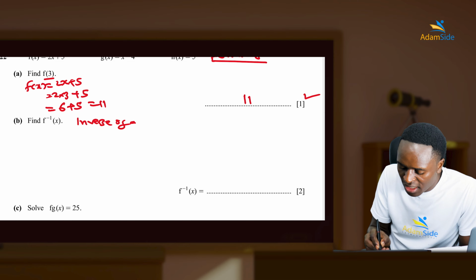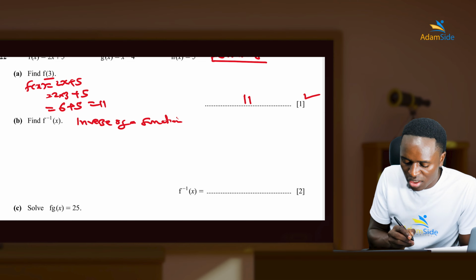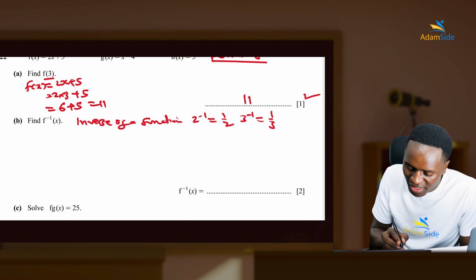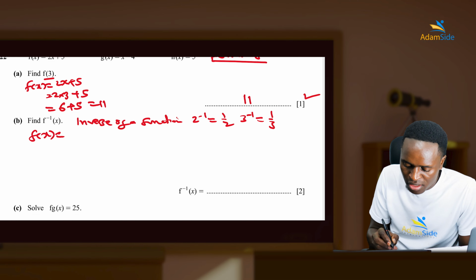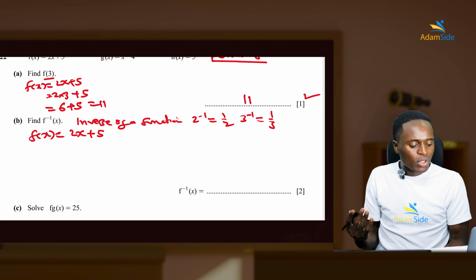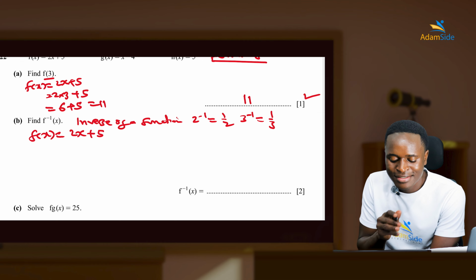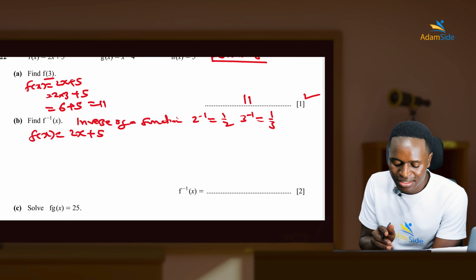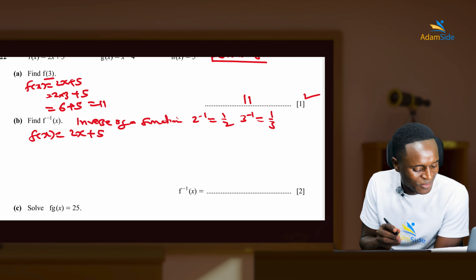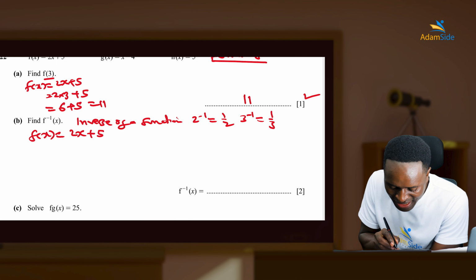Inverse of a function. As we said in the class, 2 power negative 1 is 1 over 2. If it's 3 power negative 1, it is 1 over 3. Now when you have a function, our function f of x is equal to 2x plus 5, you can swap the variable. You need to find a function that can undo this one. What do we do in that case?